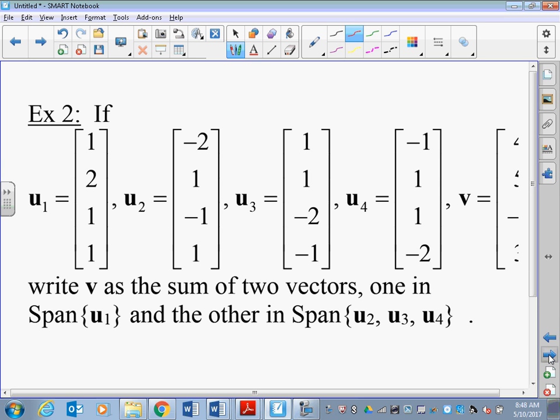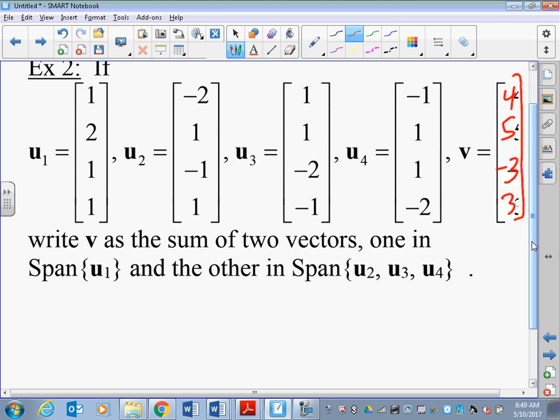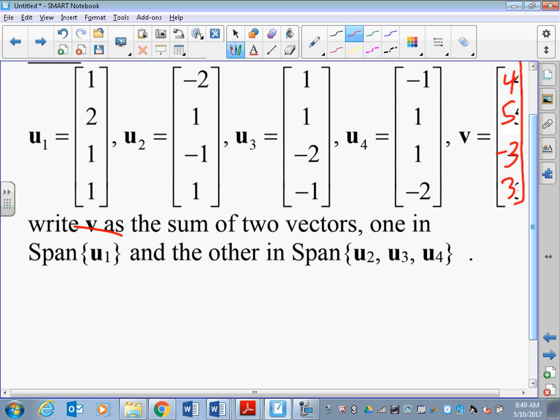The numbers are 4, 5, -3, and +3 for V. Write V as the sum of two vectors, one that's in the span of U1, and the other that's in the span of the other three vectors. There are two ways that we can do that: we can go back to the old way, or we can do the new way. It really doesn't matter. So how do we find one vector that's in the span of U1, but I want to use V?